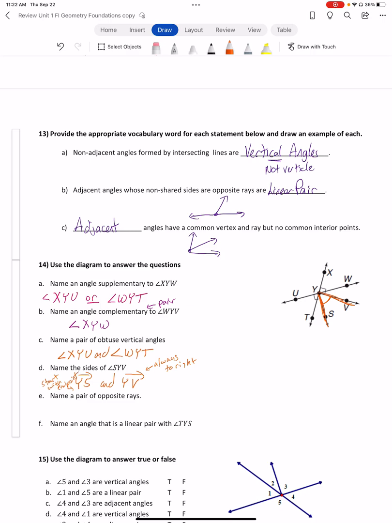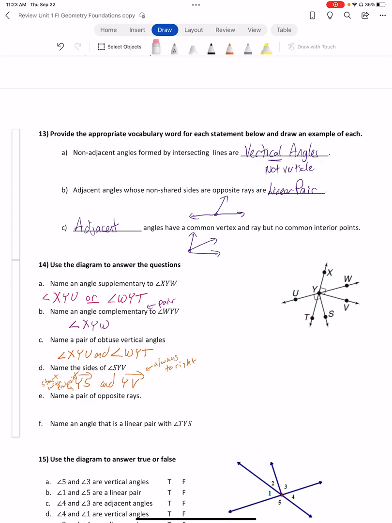Next thing is name a pair of opposite rays. They have to be collinear. I go to the lines. So it's name a pair of opposite rays.